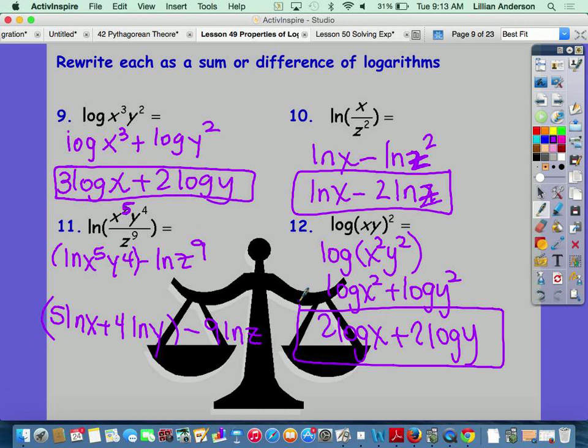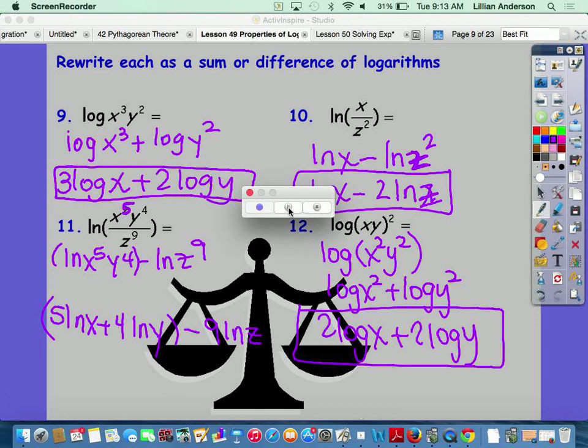All right, so there you go. Those are your properties of logarithms, okay? Now, you'll do this more when we actually get to solving logarithms, okay? Knowing those properties will definitely help you out when it comes down to solving, okay? So, are there any questions?